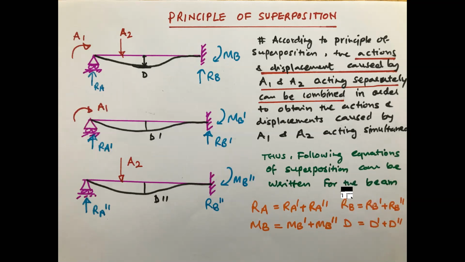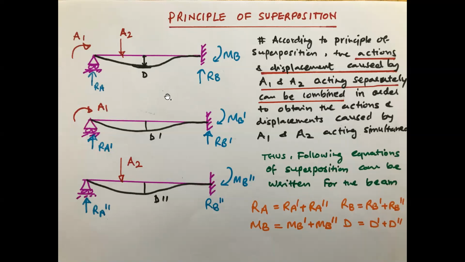Similarly, a superposition equation is also written for the reaction: RB is equal to RB dash plus RB double dash. And the last one is the moment. You can see here the moment MB is a summation of the effect of the A1 force, MB dash, and MB double dash. So I hope all of you have understood the meaning of superposition. It can be applied to forces. It can be applied to deflections also, like you have seen, this is the deflection equation. It can also be applied to rotations. I have not mentioned the additional rotation here that I can do.